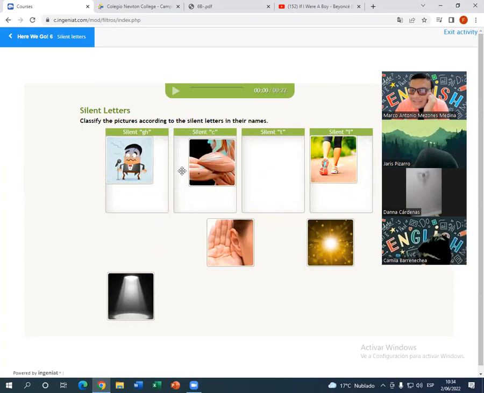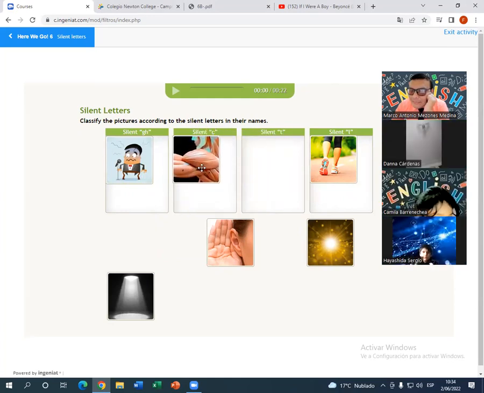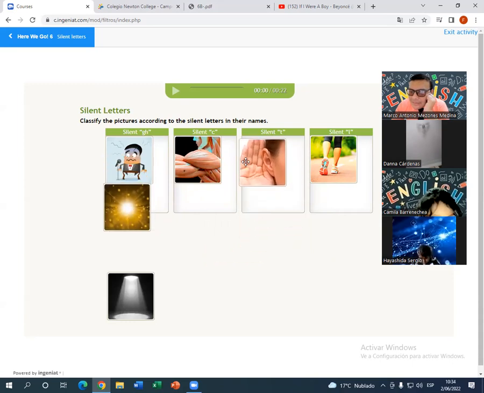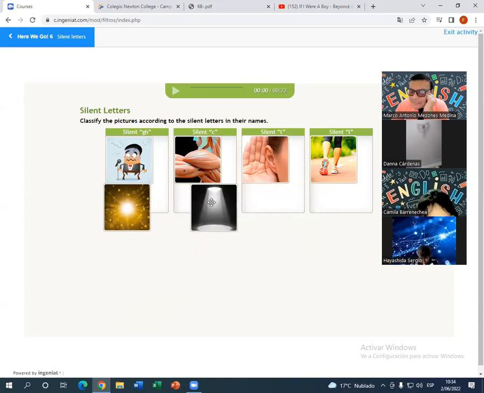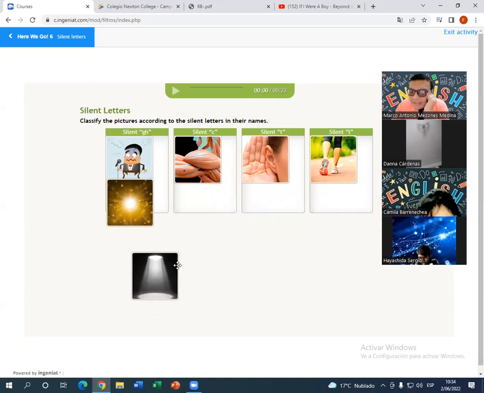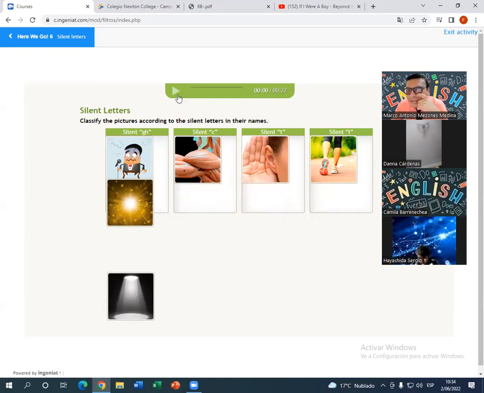Muscles, muscles. Which letter is silent in the word muscle? Yeah, letter C. Bright, bright. Listen, CH. And finally, oh, sorry, this is spotlight. What word is it? What is the word, teacher?